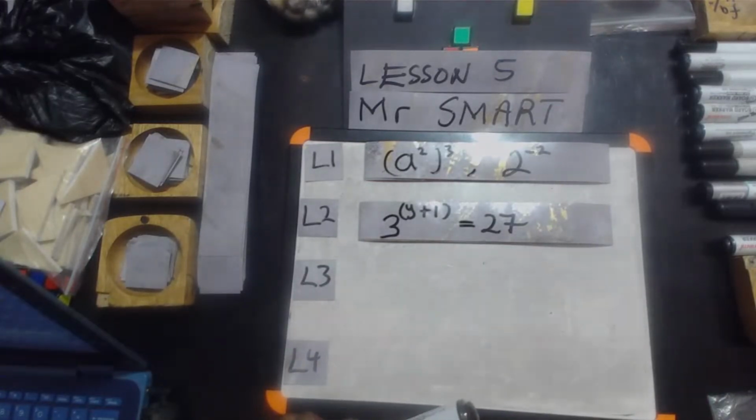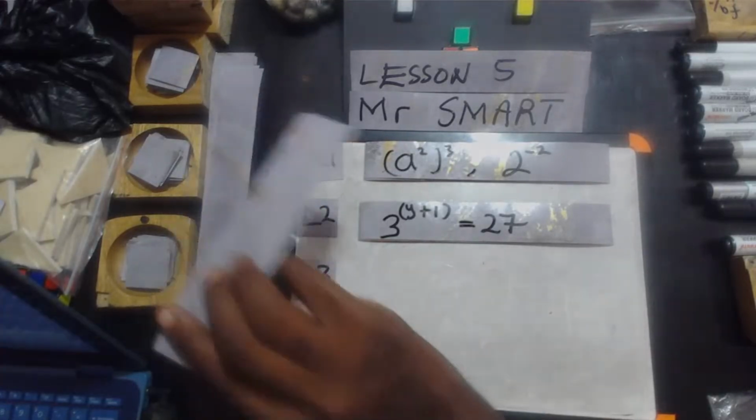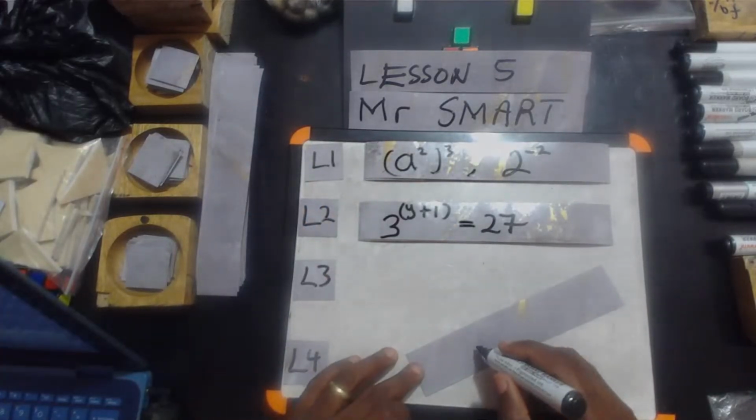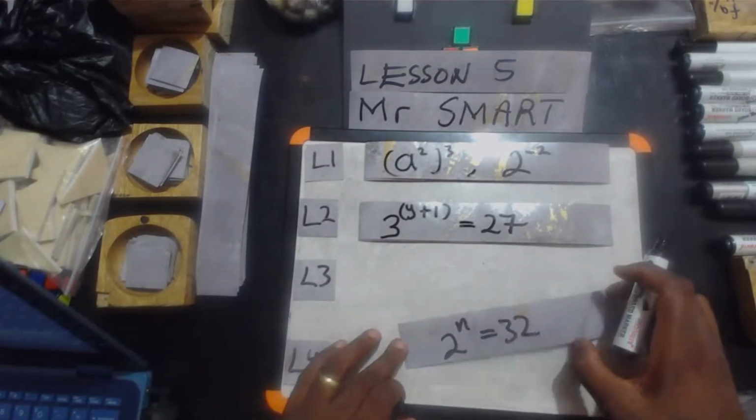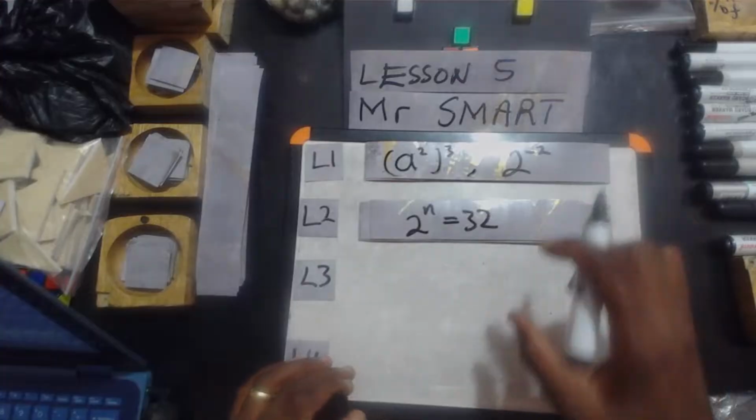Then the next set of questions that we are looking at is a level 3 question. Well, let's get some more level 2 questions first. So let's try this. 2 to the power n equal 32. This is one other level 2 question.